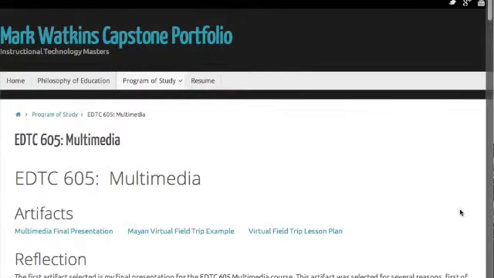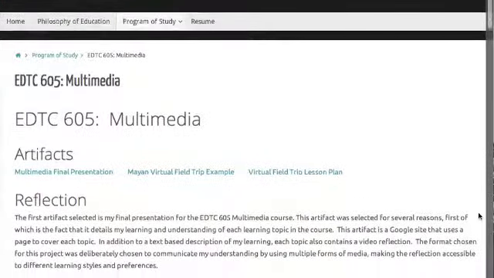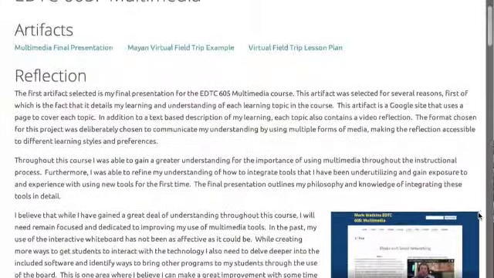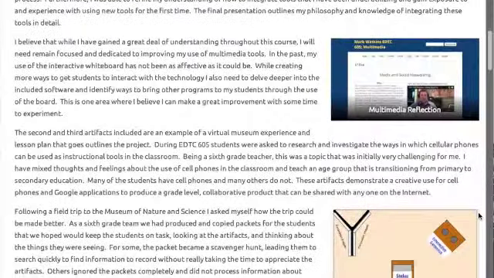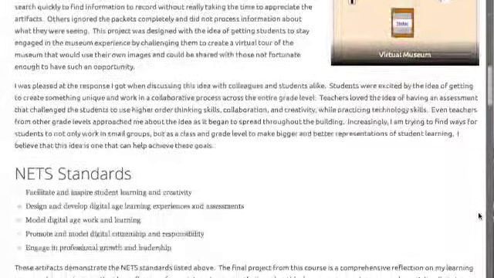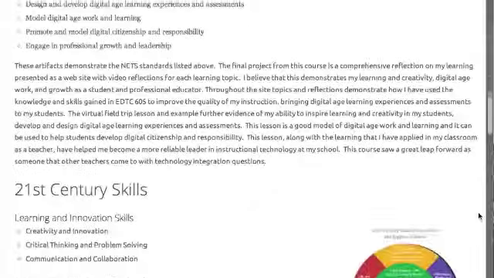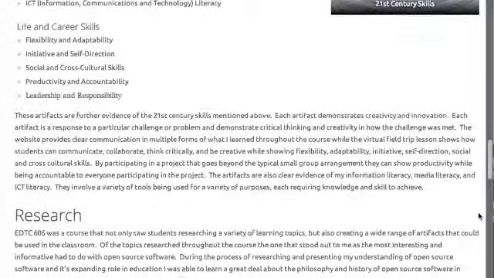So again, these are the artifacts that you can see here linked at the top of the page under EDTC 605 Multimedia underneath the Program of Study tab on the main menu. Please feel free again to take a closer look at these artifacts and think of ways that you can use them in your own practice. Accompanied here is a written reflection as well as some thumbnails that will link you to those artifacts, the NETS standards that I believe are exhibited in these artifacts, as well as the 21st century skills that I believe are present.